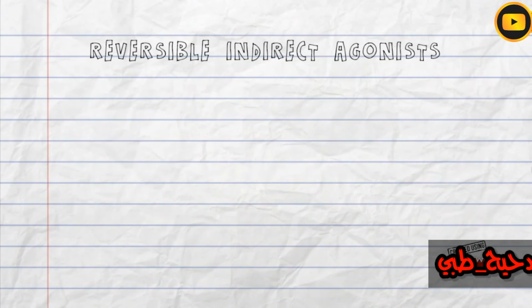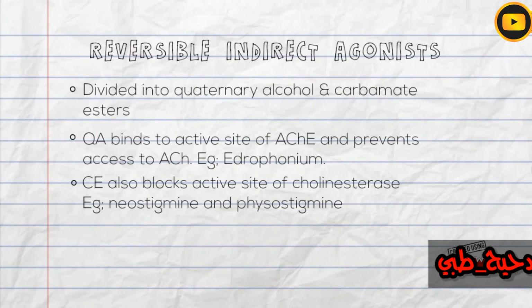Under reversible indirect agonists, they are divided into quaternary alcohol and carbamate esters. Quaternary alcohol binds to the active site of acetylcholinesterase and prevents access to acetylcholine. For example, edrophonium. Carbamate esters also block the active site of cholinesterase. For example, neostigmine and physostigmine.